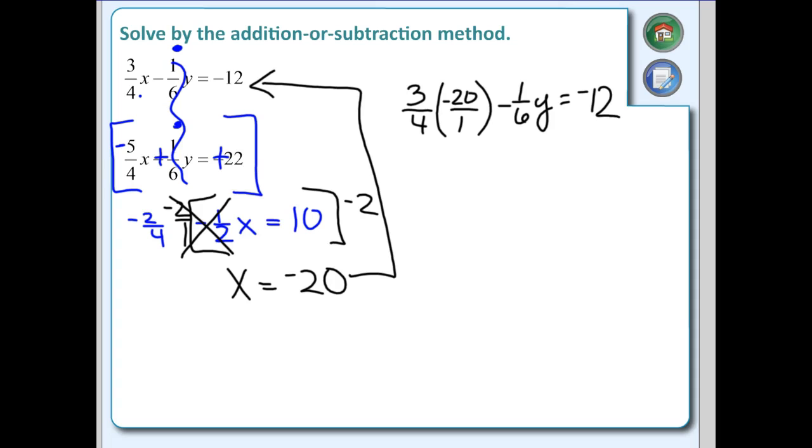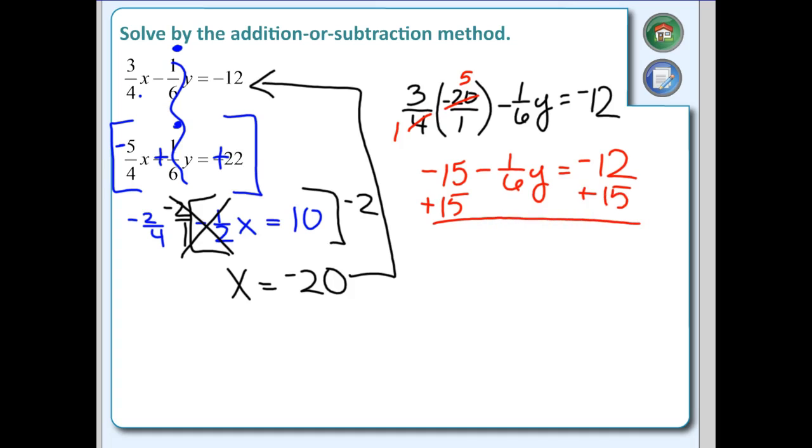Now, did you notice we've got some cross canceling going on here? 4 goes into 4 once, and it goes into that 5 times. So we've got negative 15 minus 1/6y equals negative 12. We've got to get rid of this negative 15, so we're going to add 15 to both sides. So I'm left with negative 1/6y equals, different signs there, so we have to subtract. That's going to be 3.